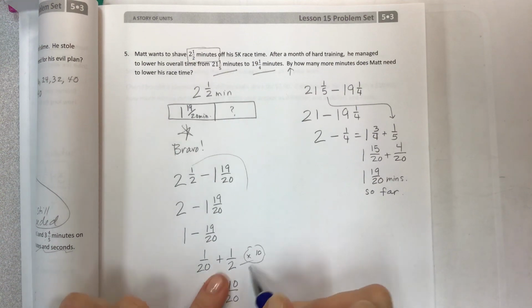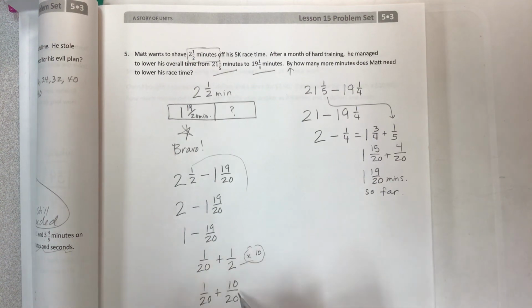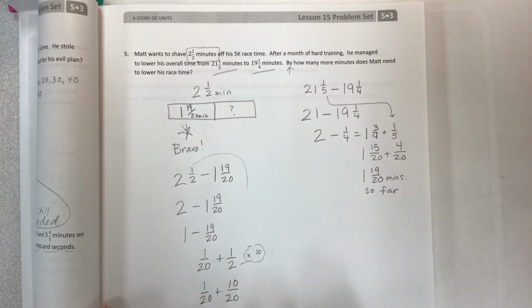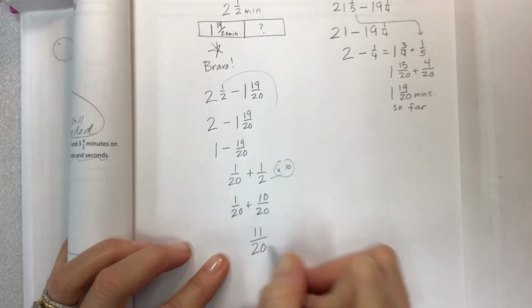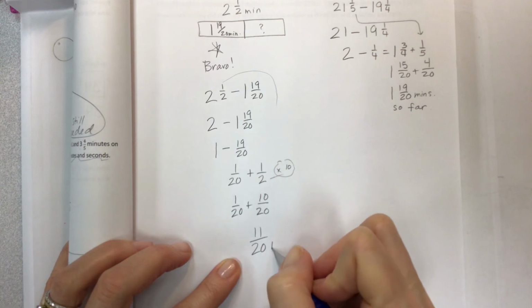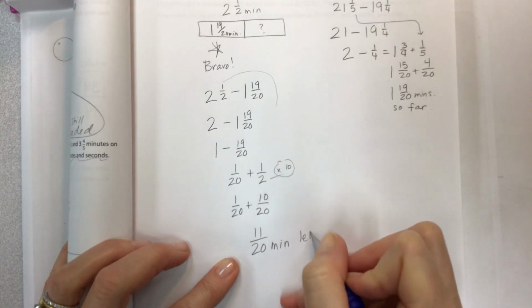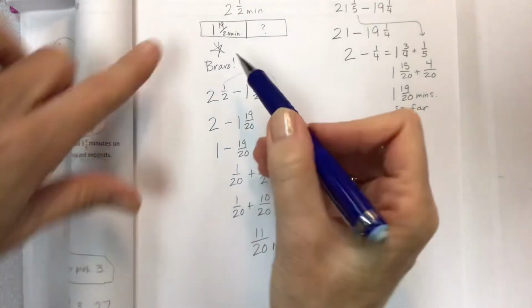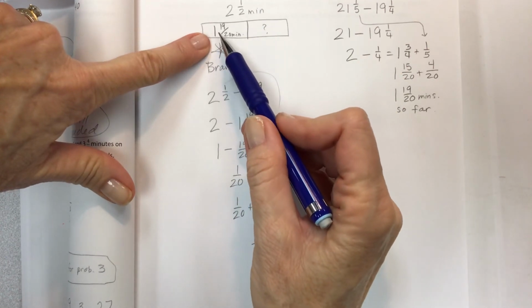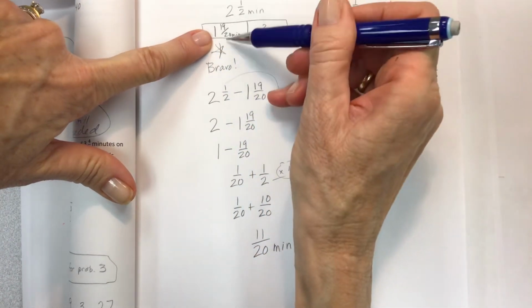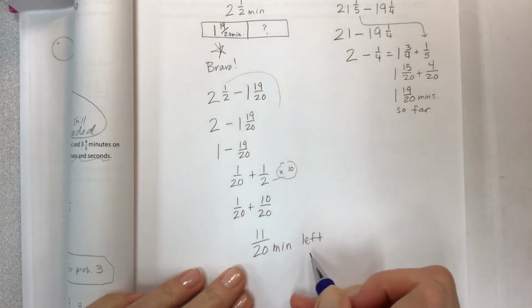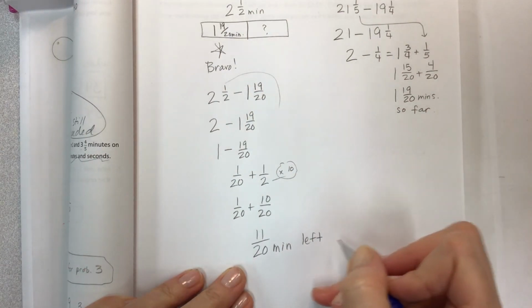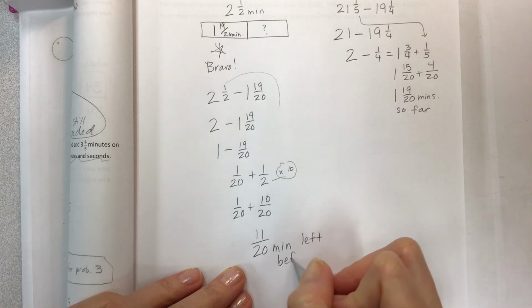Remember, if you're going to multiply by 10 on the bottom, you have to multiply by 10 on the top. And so that would give you, way down here, you can't even see, 11/20 minutes left, which is about right because he's got 1 and almost 2, and he needs more, and that's about half, 11/20 minutes left before meeting his goal.